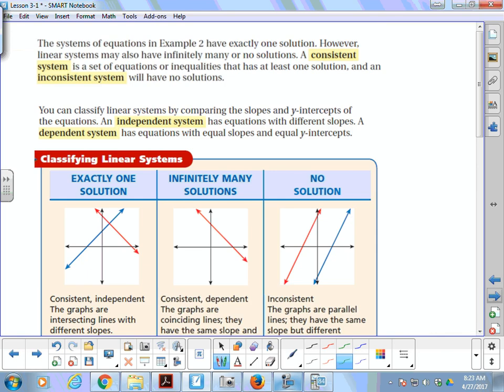Okay, all right, classifying systems of equations. We classify them as either being a consistent system or an inconsistent system. If they are consistent, they have at least one solution. If they're inconsistent, then they have no solutions. Independent systems have different slopes, and dependent systems have equal slopes and equal y-intercepts.